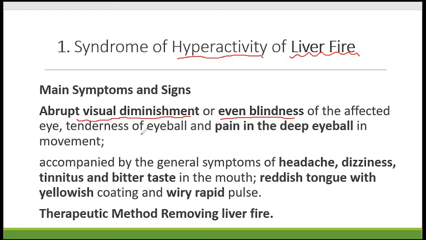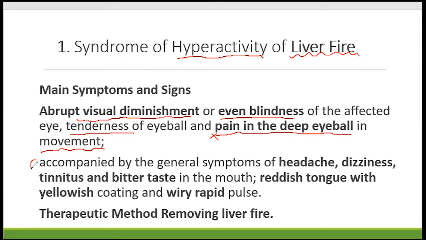And tenderness of the eyeball. And people mention pain in the deep eyeball, pretty deep. That's right, like our cranial nerves passing out of the eyeball there. Especially with movement, when they move the eyeball, they feel pain.